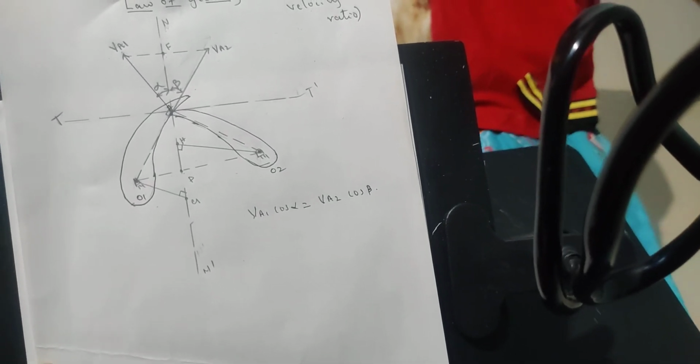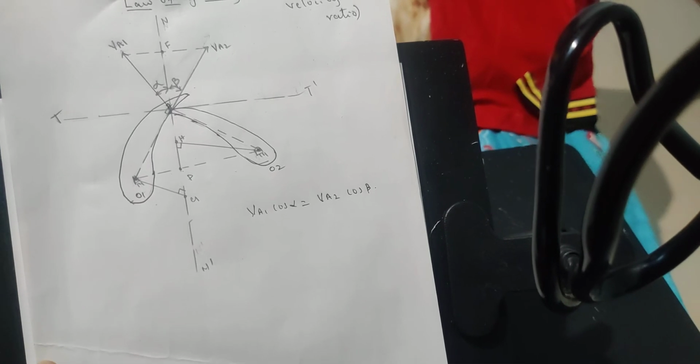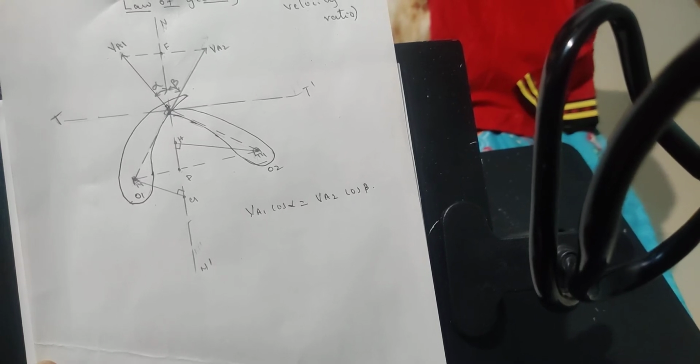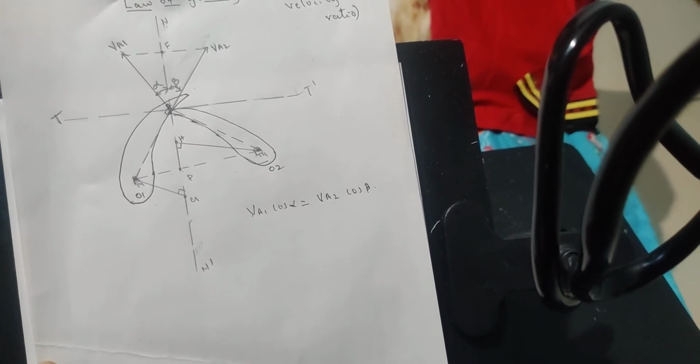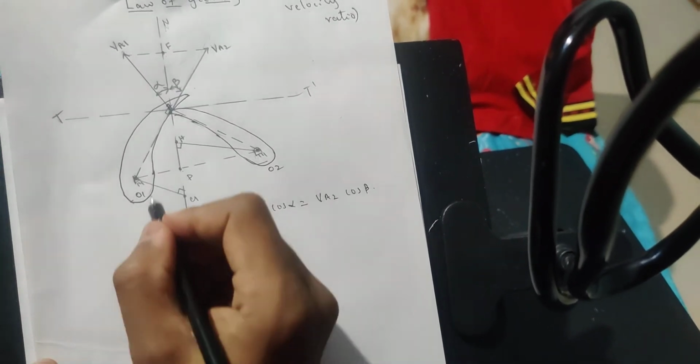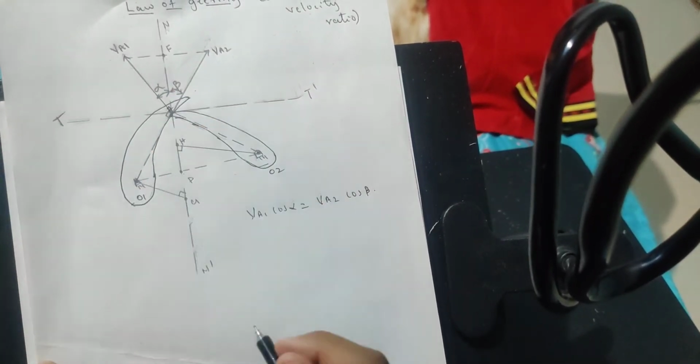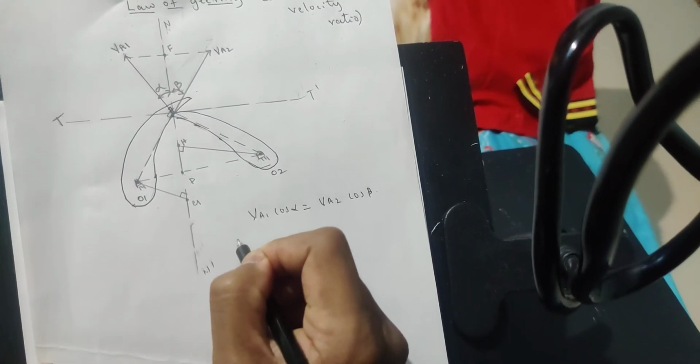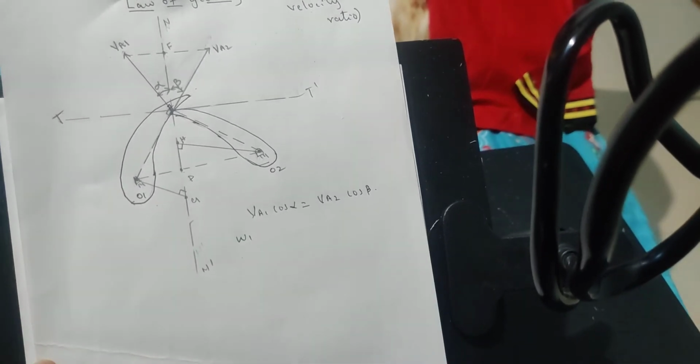Now we know the relationship between a linear velocity and the angular velocity. What is the relationship between them? V is equal to omega into r, where r is the radius of rotation. So for this, what will be the equation? This is the first velocity, so we'll take it as having omega 1. The angular velocity is taken as omega 1.